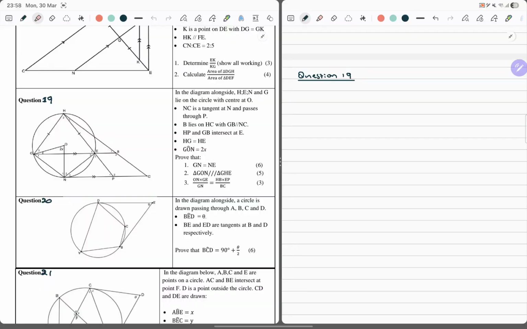Now question 19 says, in the diagram alongside H, E, N, and G lie on the circle with center O. So these are concyclic points, and we can appreciate already that we actually have a cyclic quad already formed. Now NC is a tangent, so this is great to know that this is a tangent.